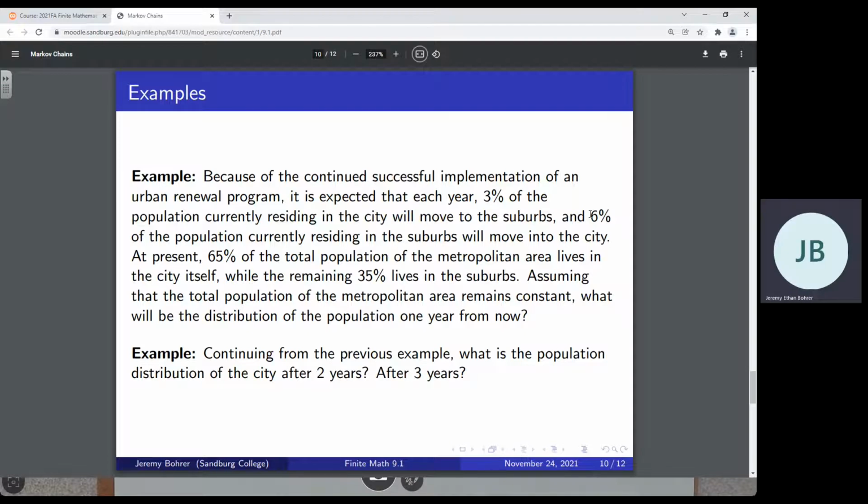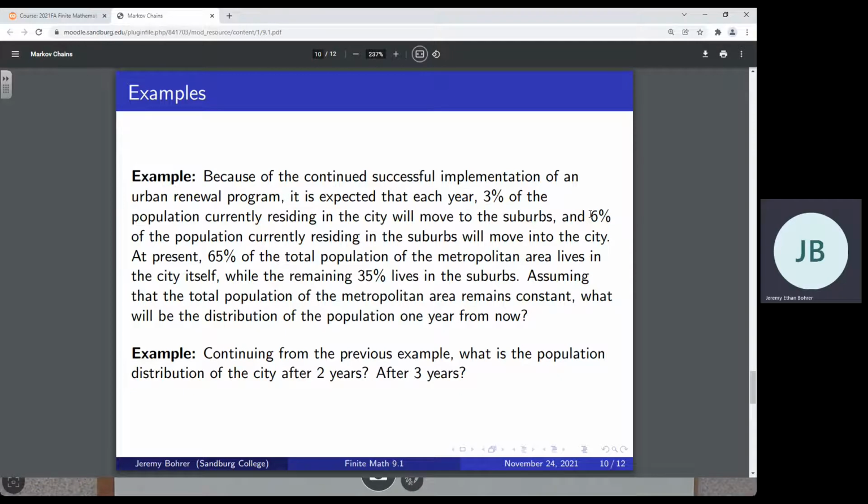Because of the continued successful implementation of an urban renewal program, it's expected that each year 3% of the population currently residing in the city will move to the suburbs, and 6% of the population currently residing in the suburbs will move into the city. At present, 65% of the total population of the metropolitan area lives in the city itself, while the remaining 35% lives in the suburbs. Assuming that the total population of the metropolitan area remains constant, what will be the distribution of the population 1 year from now?